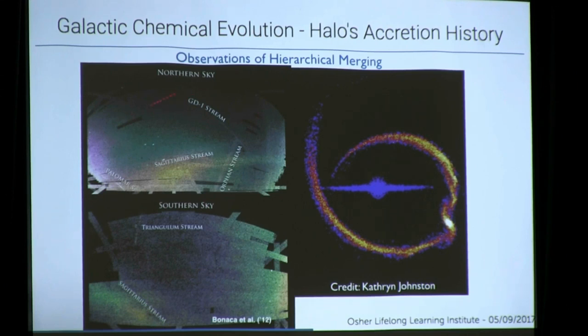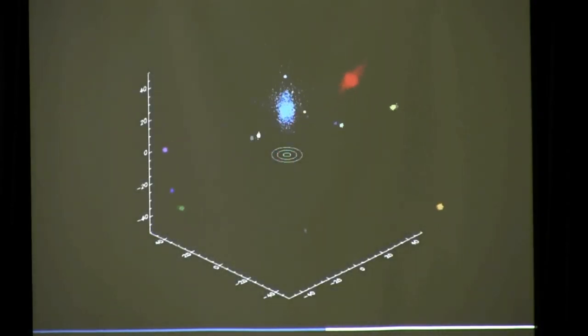So here's the northern sky, what you would see of Sagittarius, and here's the southern sky. And so these are streams. It wraps around the entire galaxy, and it's being ripped apart by the galaxy. And we have a whole bunch of these streams throughout the halo. So we call that substructure of the halo. And so you can look at it in terms of dynamics. What I worked on is looking at it in terms of chemistry, of course.